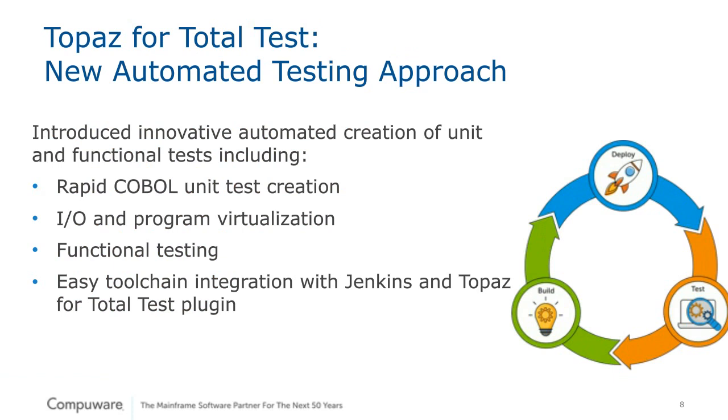Topaz for Total Test is a new approach to automated testing. We've introduced this automated creation of unit and functional testing for our COBOL unit test creation. It will also enable you to virtualize your I/O as well as your program executions. We provide functional testing within it, and it can be easily integrated into your tool chain, so things like Jenkins, so that you can automate this process. And Topaz provides a plugin for Jenkins specifically to automate these components.